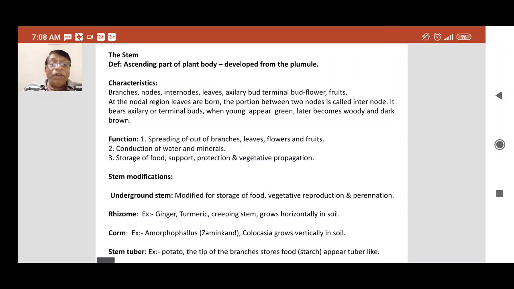Sometimes when it is modified, it takes part in other functions like storage of food. It gives support. It also protects, and it takes part in vegetative reproduction or propagation. These are the functions of stem.